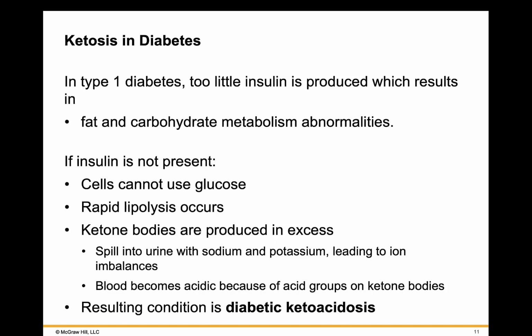In the type 1 diabetic, too little insulin is produced, and this results in fat and carbohydrate metabolism abnormalities. If insulin is not present, cells cannot use glucose. This results in rapid lipolysis. Ketone bodies are produced in excess. This spills into urine with sodium and potassium, potentially resulting in an ionic imbalance. The blood becomes acidic because of the acid group on the ketone bodies, and this overall is a condition known as diabetic ketoacidosis.